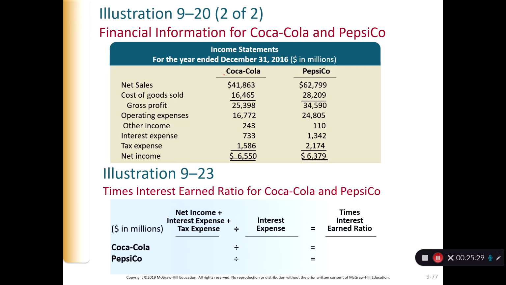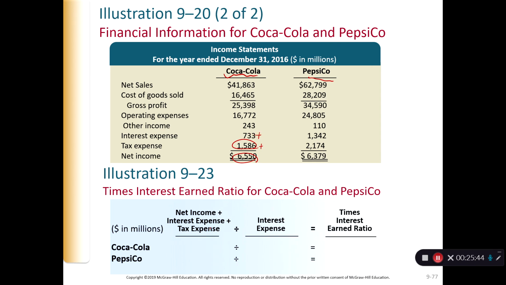Let's look at Coca-Cola and Pepsi again. So the net income plus interest expense plus tax. So net income is this number plus tax expenses plus interest expenses, right?